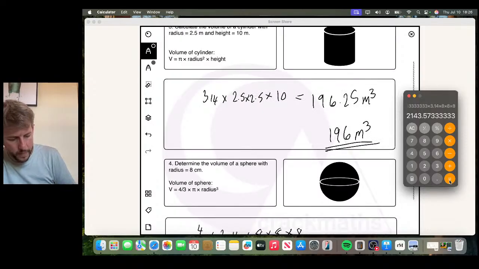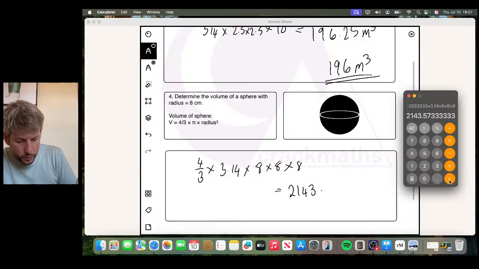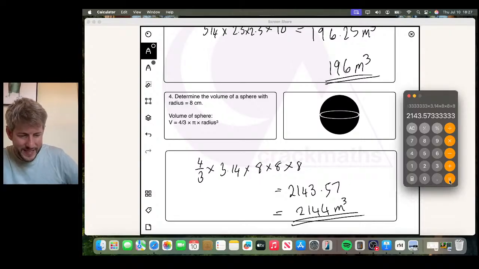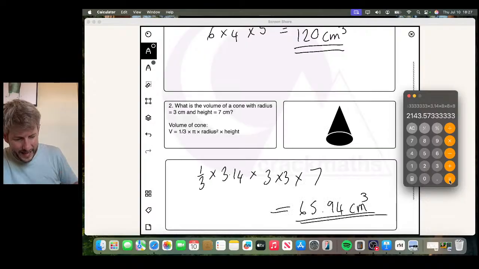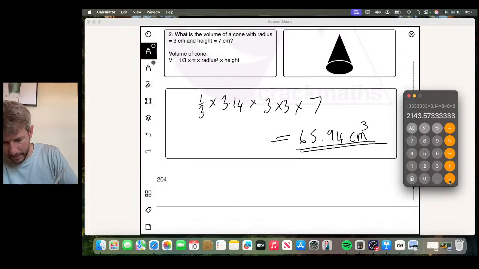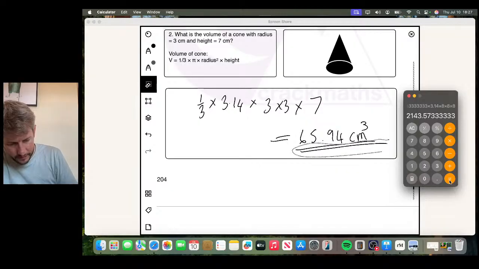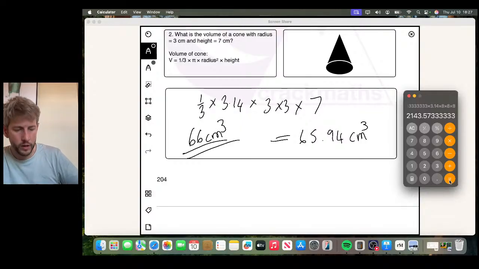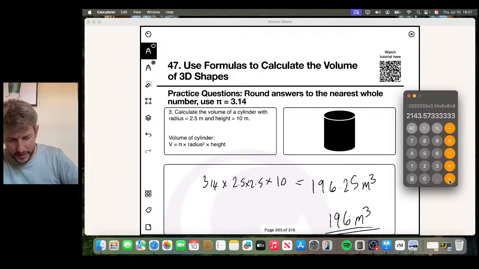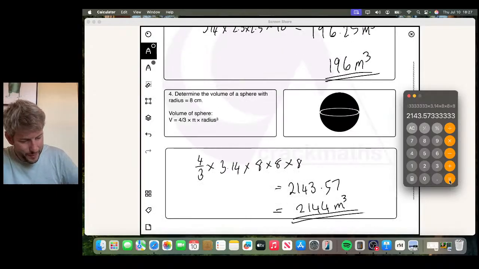And then this one would be 2143.57, but to the nearest whole number, that's 2144 meters cubed. I just need to go back and see if I did that on the last ones. That was a whole number, naturally. And this needs to be rounded to a whole number. So let me get rid of that. Okay, so that's going to be 66 to the nearest whole. Okay, right, we've done that page now. Yay, we're in pages 200.